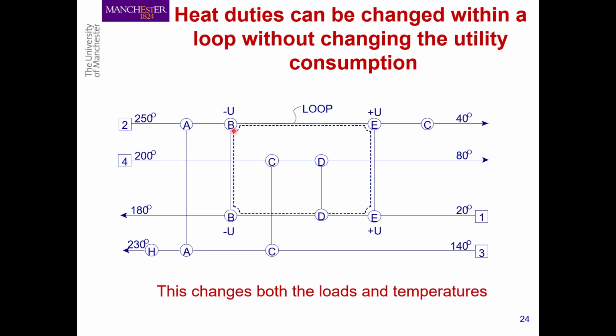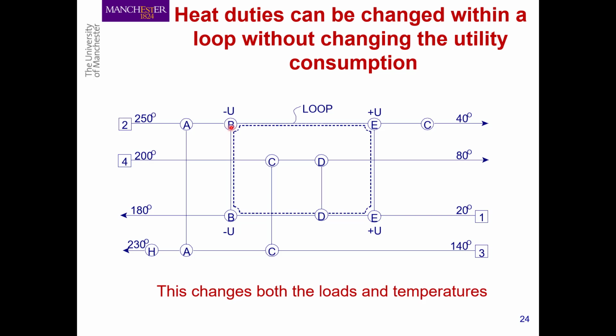So let's say we are trying to recover 60 megawatts of heat around this loop, so we can shift the heat duty around. Here we can recover, let's say, 40 megawatts here, and 20 megawatts here, or we can recover 30 megawatts here and 30 megawatts here. So we can shift these energy duties within a loop. And because each of these units within this loop will have different values of temperatures available and different values of heat duties available, they will have different sizes.